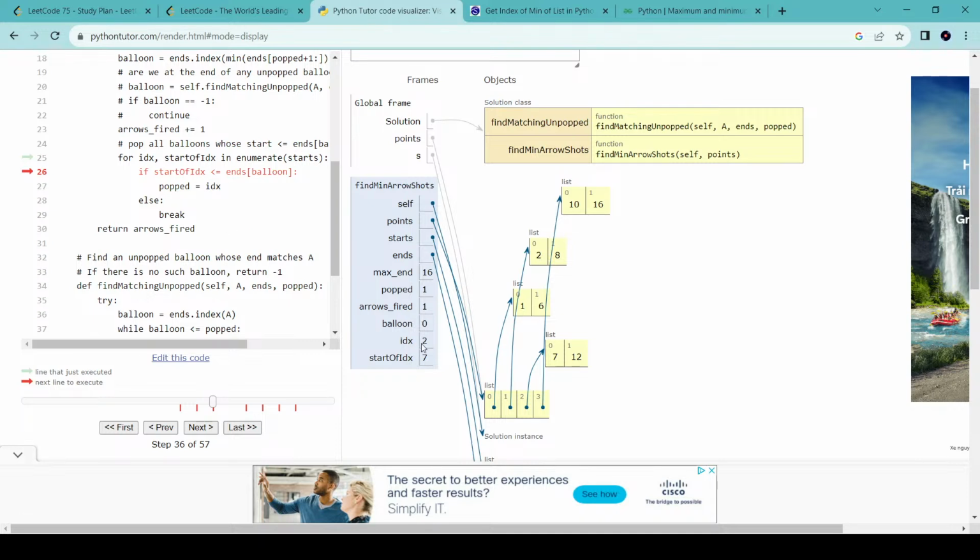So IDX is now 2. Start of balloon 2 is 7. It's over here. That's why IDX is 2. Start of IDX is 7. So it should not hit this balloon. Yep, it breaks. Okay.